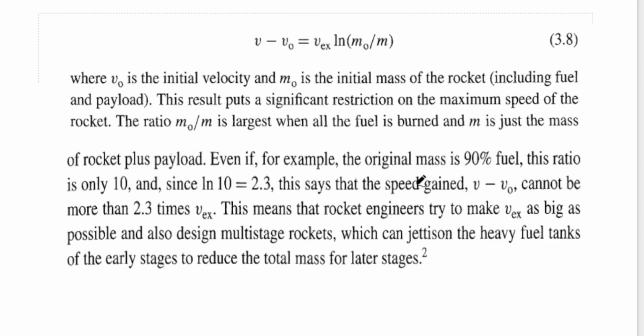So what does it mean? That this value, which is the difference between the rocket velocity before and after ejecting, cannot be more than 2.3 times the exhaust velocity. This means that the rocket engineer tries to make vex as big as possible, and also designs multi-stage rockets which can jettison the heavy fuel tanks of the early stages to reduce total mass for later stages. So that's all. Thank you.